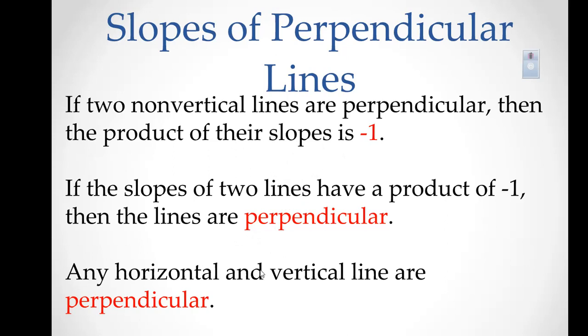Any horizontal and vertical line are perpendicular. So that means any line that's x equals or y equals, those are horizontal and vertical lines, and they're always perpendicular to one another.